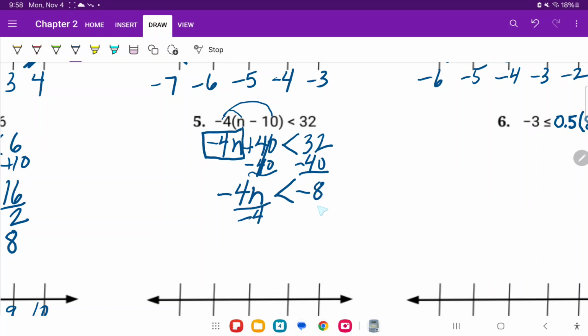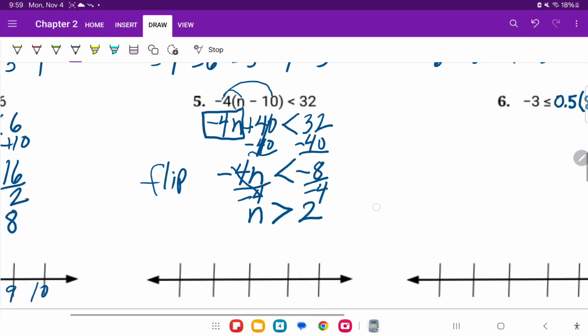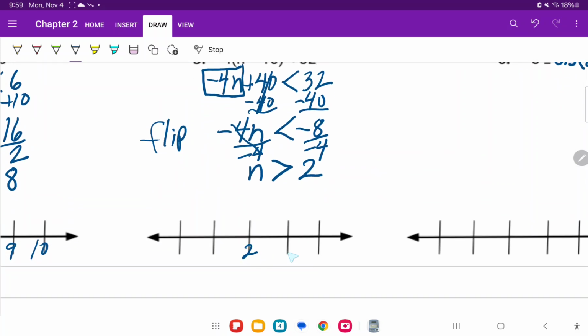Divide by negative 4. All right, so don't forget, we're dividing by a negative. So that'll cancel. So we have n is greater than 2. So don't forget, when we hit that, you have to switch to greater than. You got to do a flip because we're dividing by a negative. All right, so then we're going to label this 2, 3, 4, 1, 0. So we will put an open circle at 2, and our line goes to the right.